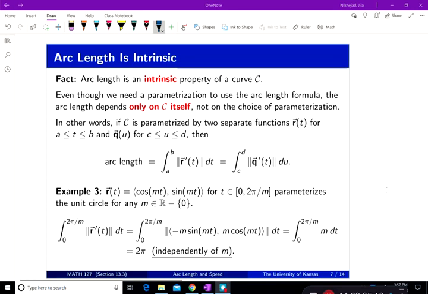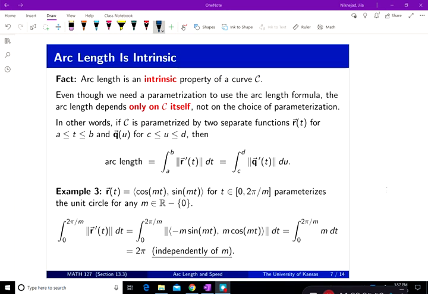Now, what is interesting about this arc length value? Arc length is an intrinsic property of C. That means that if you start from one point on the space curve and you end up at another point on the space curve, the length that you traveled on the space curve is going to be the same. You can travel with different speeds, and so at different times you can be in different places, but the total distance that you travel is going to stay the same.